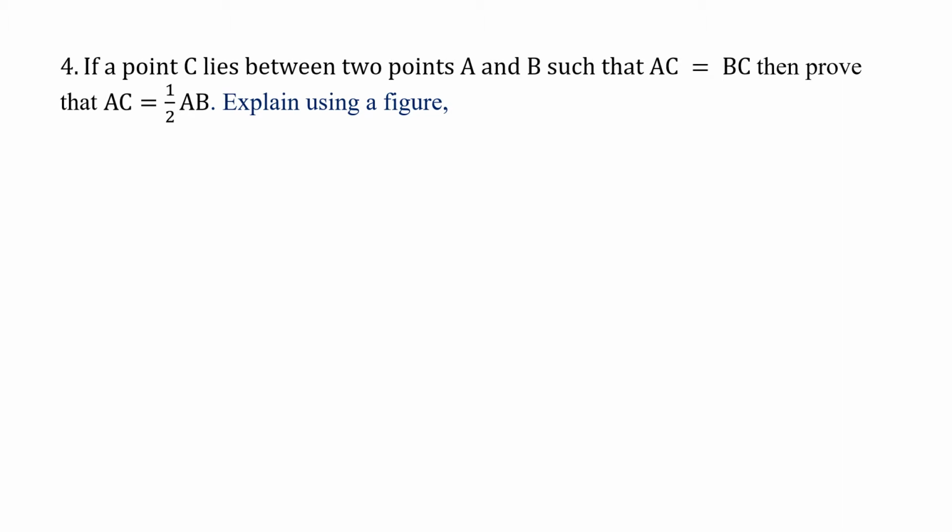So now the fourth sum is, if a point C lies between two points A and B, such that AC equal to BC, then prove AC equal to half AB. So what is given to us here are 2 points A and B. Also C lies in between. Now C lies in between means C lies on the line joining A and B.